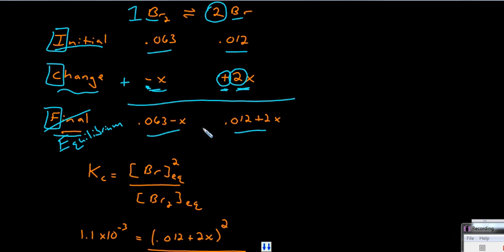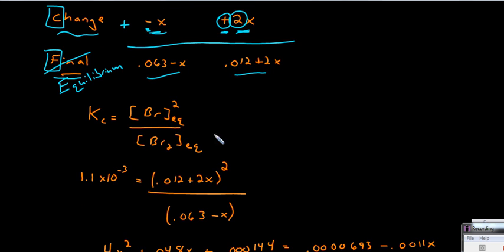Why do we want the equilibrium concentrations? Because the equilibrium concentrations, their relative values, are described by the equilibrium constant. The equilibrium constant is the concentrations of products over reactants after they've reached equilibrium. And so plugging in for those concentrations, we get the following, which is equal to the equilibrium constant, which was told to be 1.1 times 10 to the negative 3.